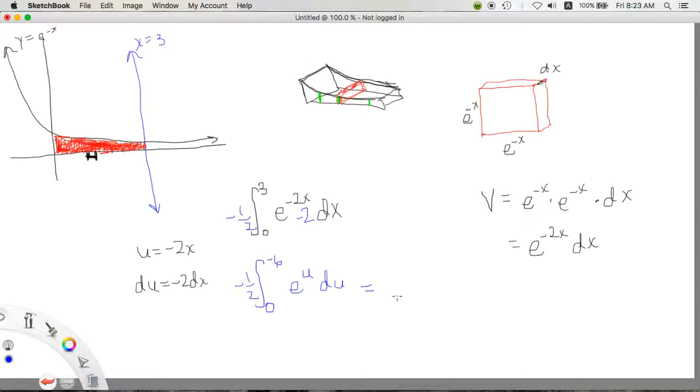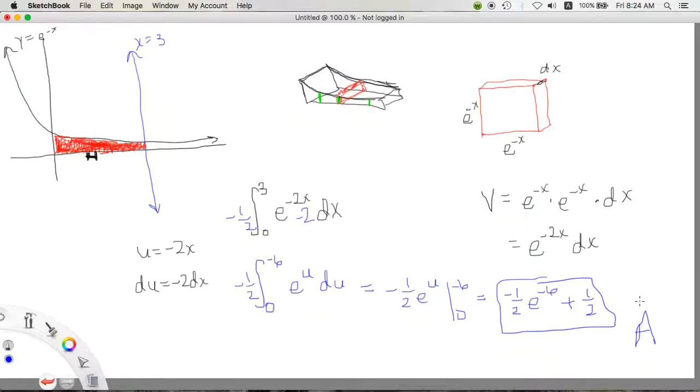Calculate this out, and I've got negative 1/2 e to the u, because the integral of e to the u is just e to the u, from 0 to negative 6, which gives you negative 1/2 times e to the negative 6 minus a negative, so plus 1/2. e to the 0 is just 1, so here is our answer, and you can get that in a decimal if you want. But if you look at your paper, the answers aren't in a decimal. This is answer A.